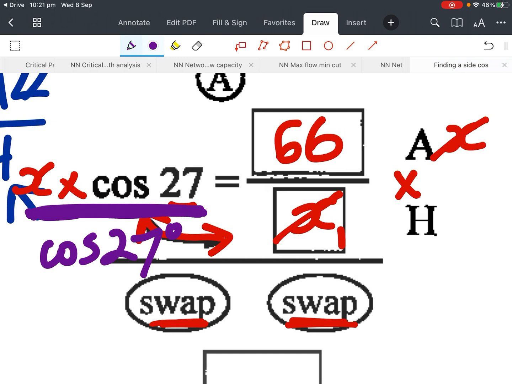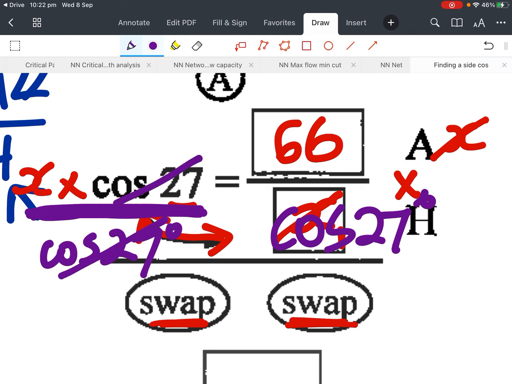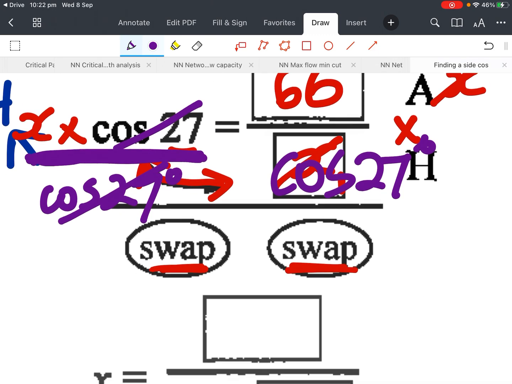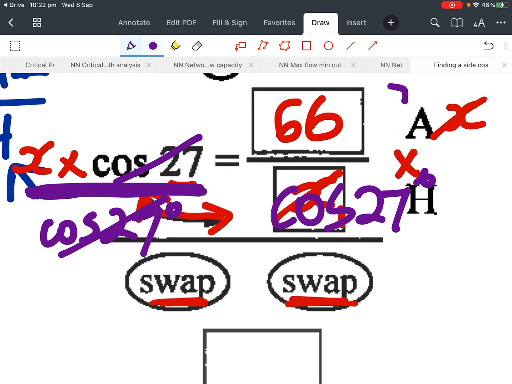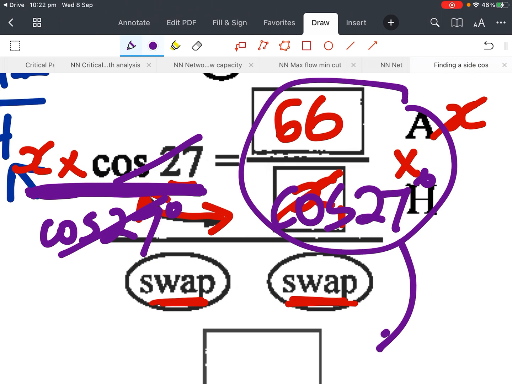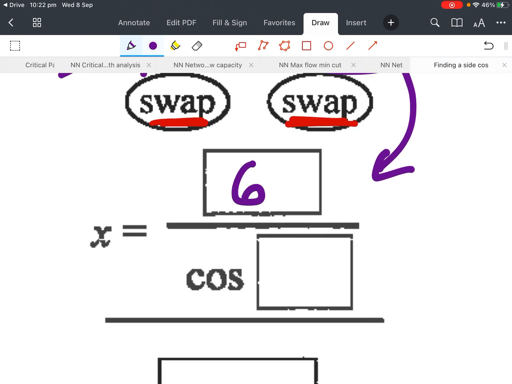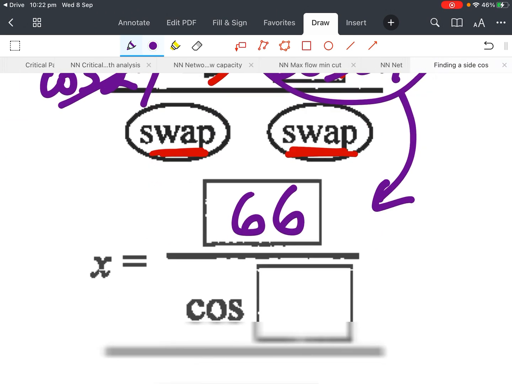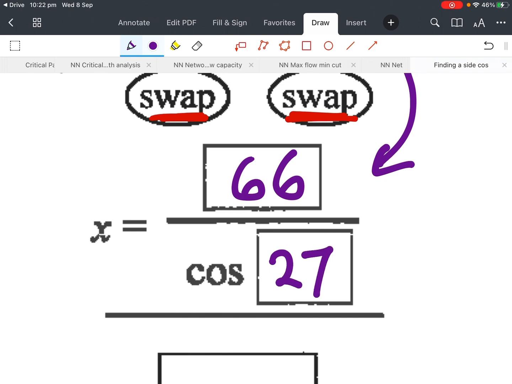27 goes on the bottom, and over here, see how it's on the bottom? Then I'm going to write cos 27 over here on the bottom as well. These guys, they cross off, and all that I've actually done is I've swapped my x that was there originally and the cos 27. So here I just rewrite this whole thing down here. 66 goes on the top, cos 27 goes on the bottom.